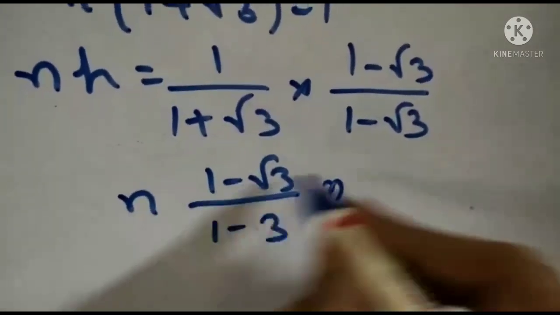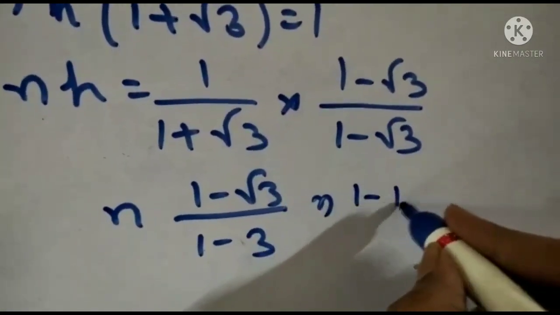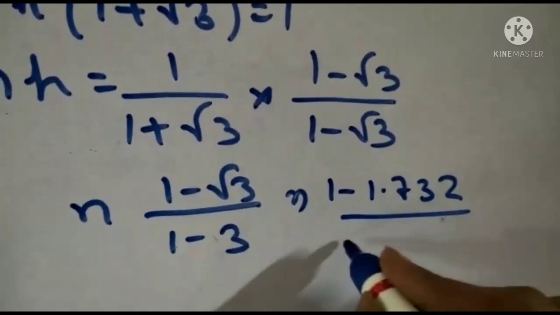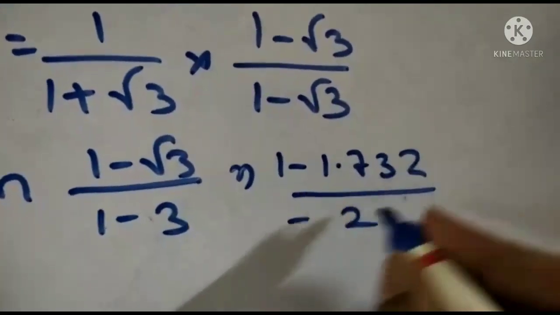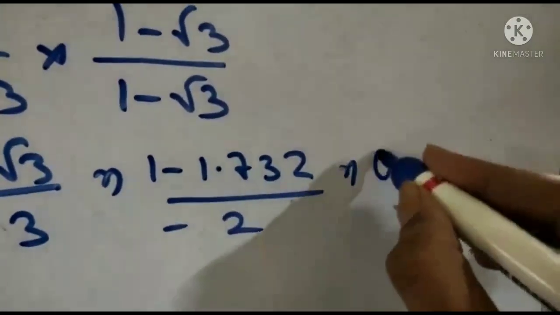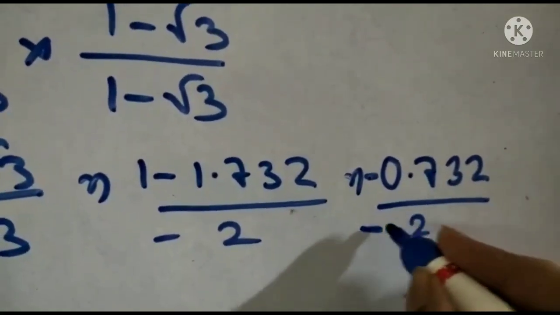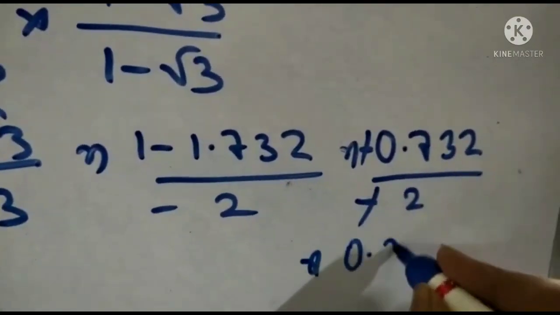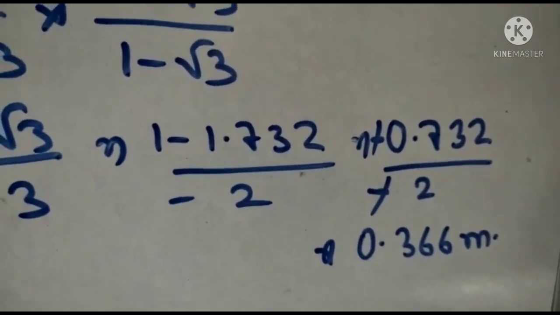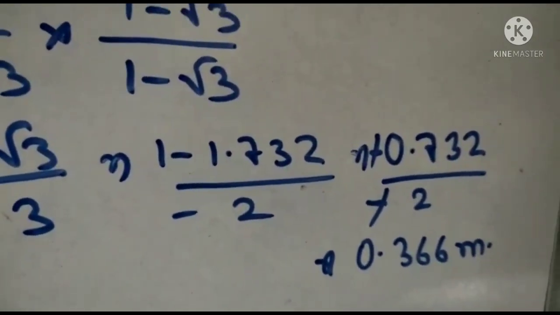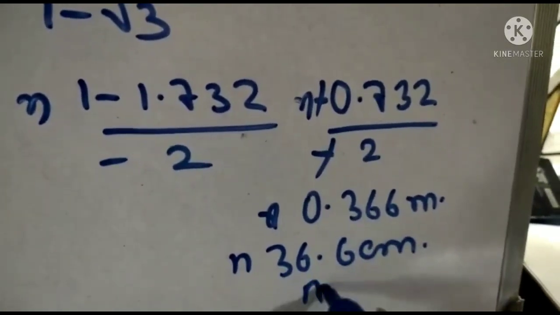1 minus 3 is minus 2, so we get 1 minus root 3 by minus 2. If you solve this, you will get 1 minus 1.732 divided by minus 2. By solving 1 minus 1.732, you will get minus 0.732 divided by minus 2. So minus and minus will cancel, and from here you will get 0.366. It is in meters, but if you see in the answer it is given in centimeters, so you can keep it up to this only, or if you convert it to centimeters then you will get 36.6 centimeters. So this is our solution.